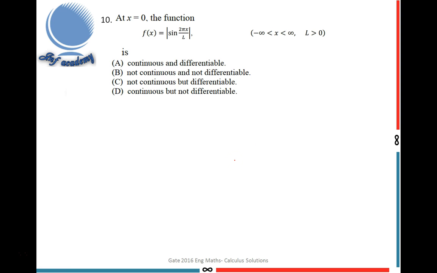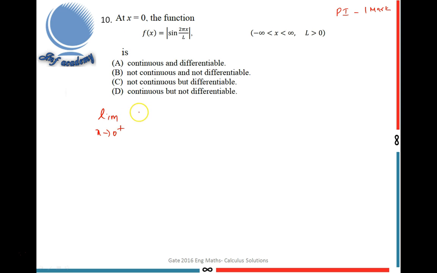Next, at x equal to 0, the function f of x equals modulus of sine 2 pi x by L, for x from minus infinity to infinity, L greater than 0. This question is from PI department. It has 1 mark. This f of x also has the modulus function. So first I check the continuity at x equal to 0 only.